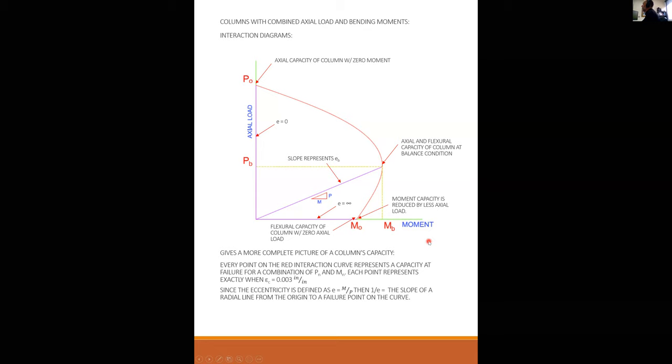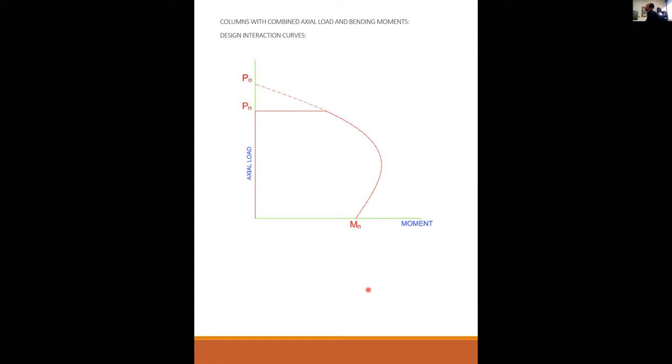And the moment capacity is reduced by less axial load as you get past the balance point here. From the balance point all the way over this way, this whole region of the chart is compression controlled. And the whole region from here to here is your tension controlled region. Okay, so this is our interaction curve for nominal capacity.